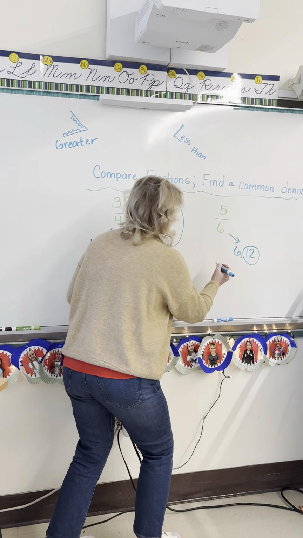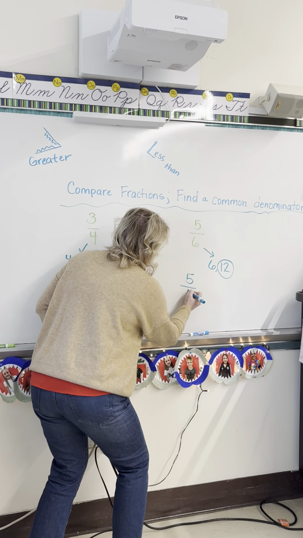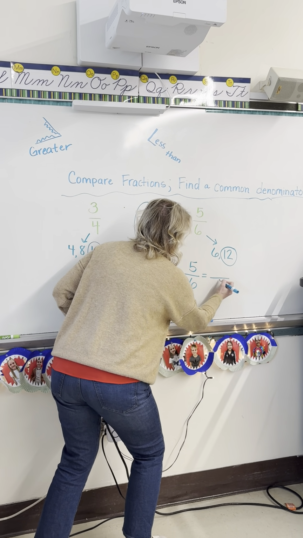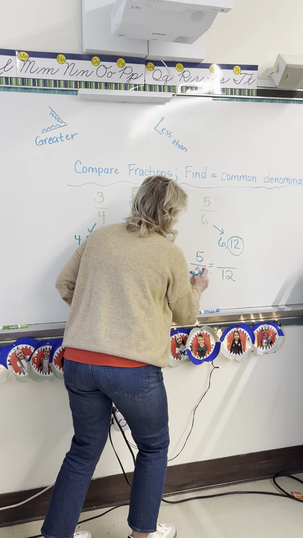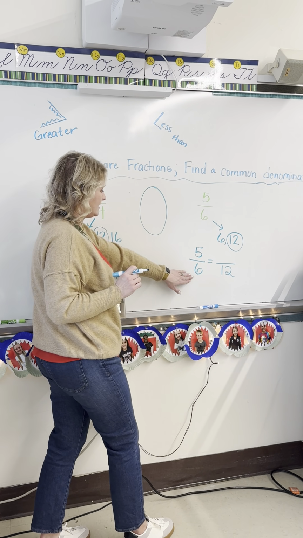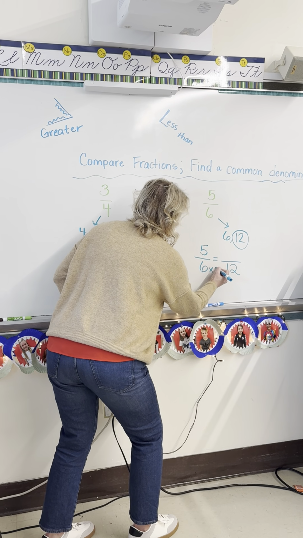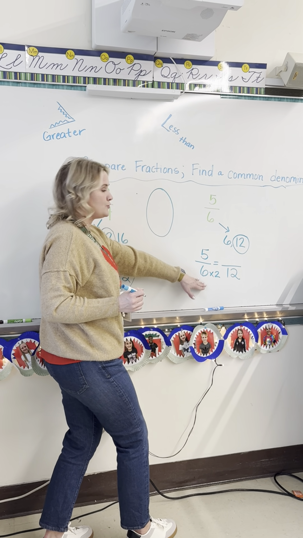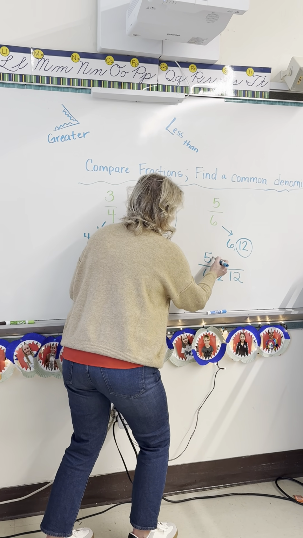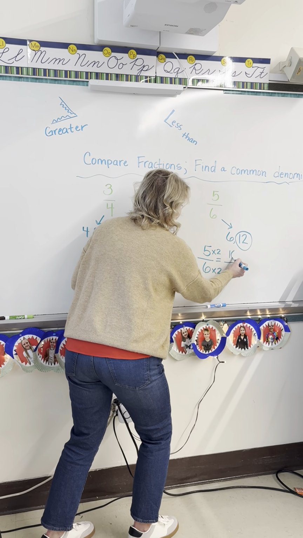Now we're going to go over to this side. We're going to rewrite 5/6 and find out how many 12ths are equivalent to 5/6. So we ask the kids, what do you multiply by 6 to get to 12? 2. Whatever you do to the denominator, you must do to the numerator. So 5 times 2, which is 10.